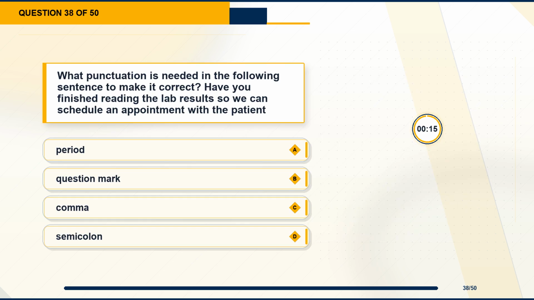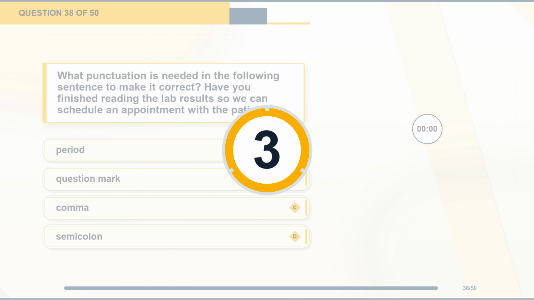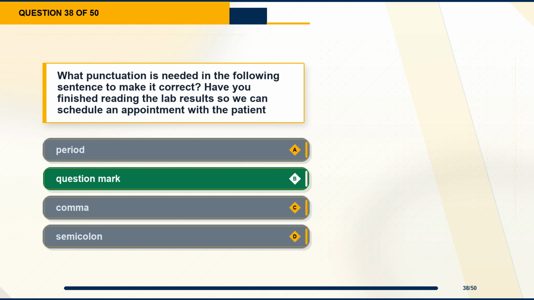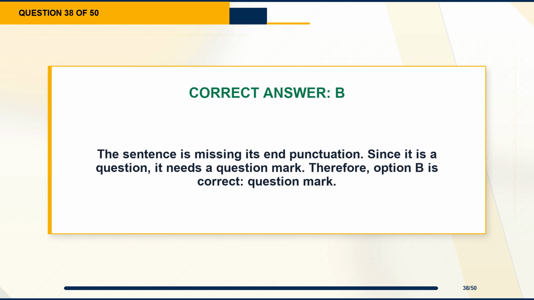Question 38. What punctuation is needed in the following sentence to make it correct? Have you finished reading the lab results so we can schedule an appointment with the patient? Option A, period. Option B, question mark. Option C, comma. Option D, semicolon. The correct answer is option B, question mark. Explanation: the sentence is missing its end punctuation. Since it is a question, it needs a question mark. Therefore, option B is correct, question mark.